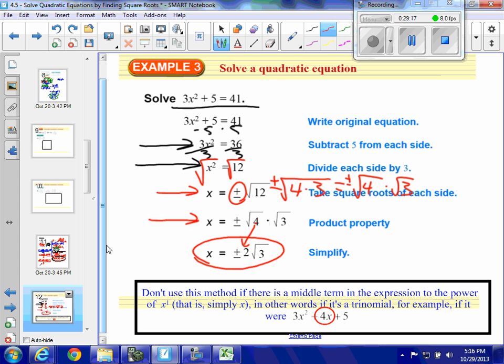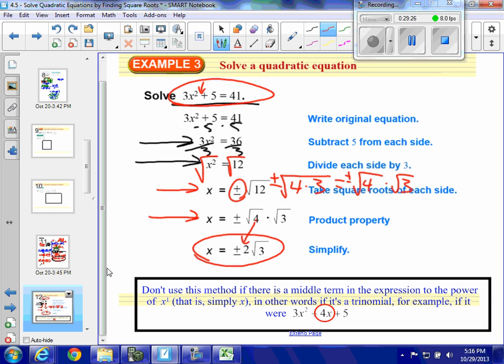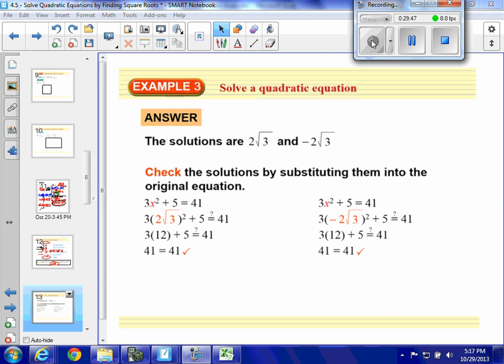Now, you only use this method if your quadratic does not have the middle term of x. For example, you would not use this method if you had 3x squared plus 4x plus 5. Can't use it because you'll end up moving your 4x to the other side of the equation and then back and forth. It's not going to help you. It's only going to help you if you do not have this middle term of a power of 1x.